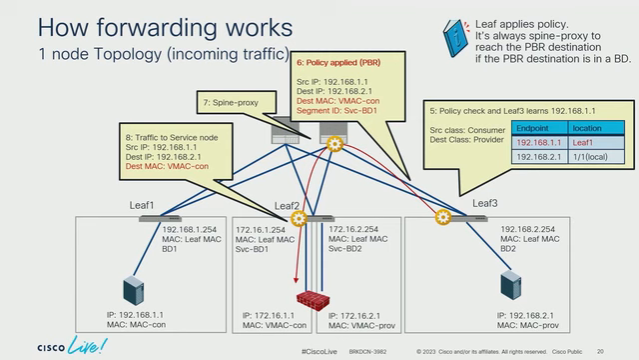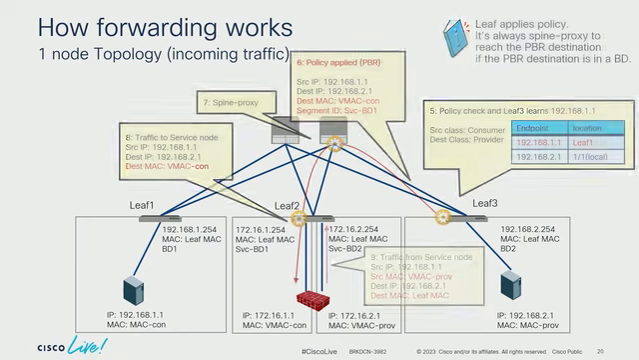One important forwarding tip is, even if the destination PBR MAC is under leaf 3, this is always going to spine proxy. So this is what it is. When you do some troubleshooting, you might be wondering why this is going to spine proxy, but I just want to let you know that this is how it works when we redirect traffic.